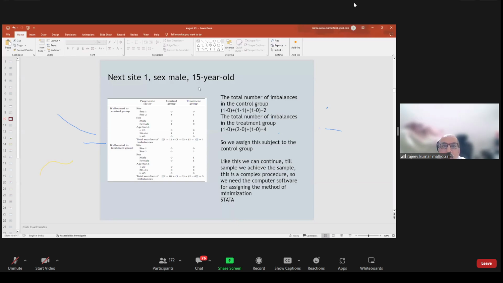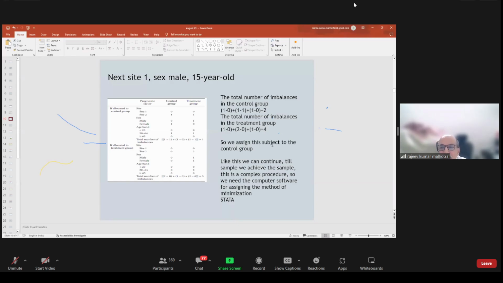Now for the age, that is 1. If you assign to 1 minus 0, so this number is 2. Now we come to the treatment group. In the treatment group, the site is 1. If you assign to treatment group 1, that is 1 minus 0. Then there is a male. Male is already there, so that means it will become 2 minus 0. And there is age band less than 20, that is 1 minus 0. So the total number of imbalance is 4.